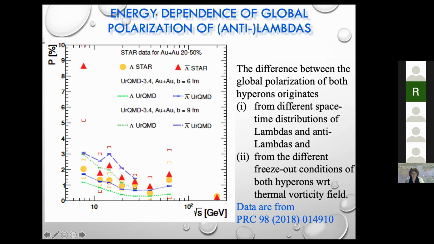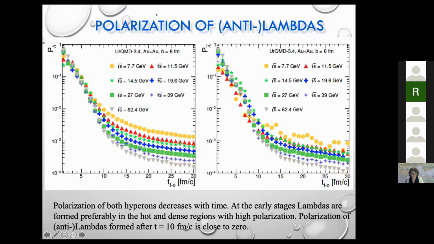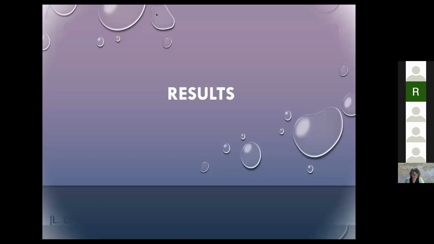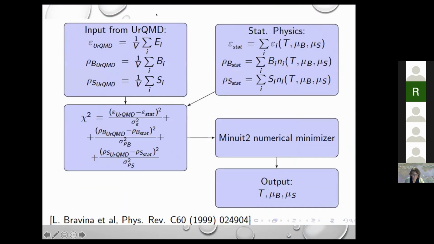Okay, maybe I ask you still one question. It's related to the extraction of the temperature and baryon chemical potential, because if I understood, you use the old procedure where you solve a system of coupled equations. You compute the energy density in UrQMD, the baryon density, the strangeness density, and then solve these coupled equations and extract the temperature, baryon chemical potential and strangeness potential.